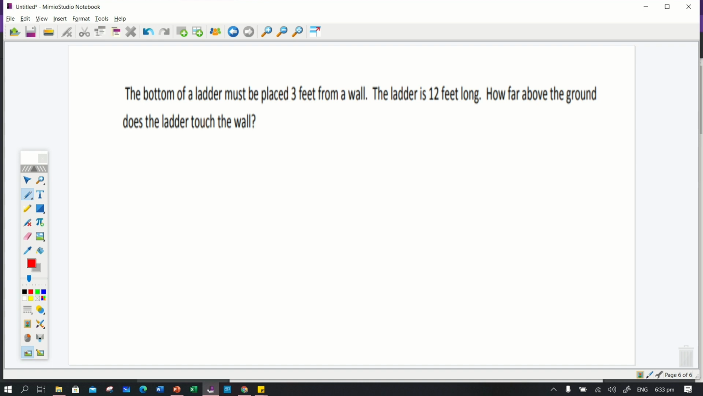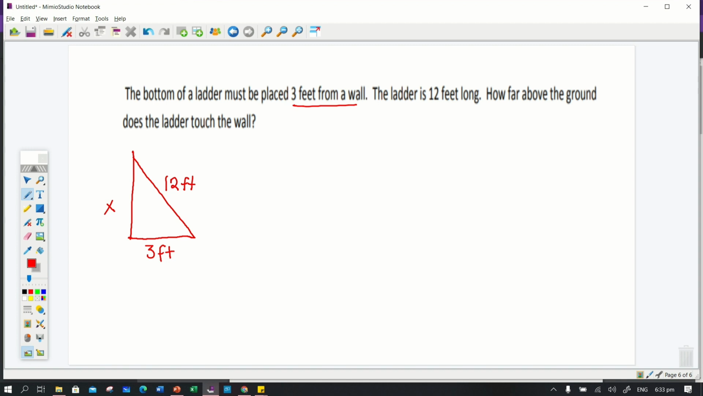The bottom of a ladder must be placed 3 feet from the wall. The ladder is 12 feet long. How far above the ground does the ladder touch? So if we're going to visualize it, suppose this is the wall and this is the ladder, and this is the distance of the base of the wall from the ladder. Meaning this is 3 feet from the wall and the ladder is 12 feet.